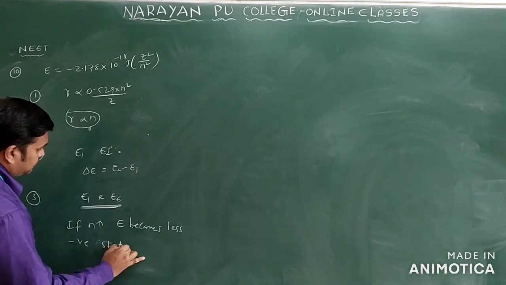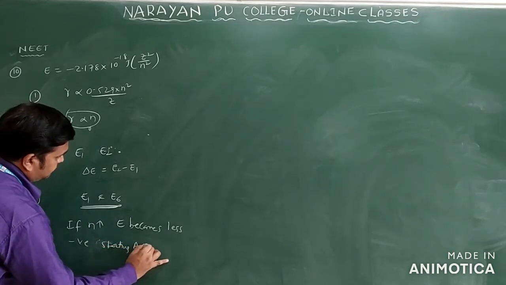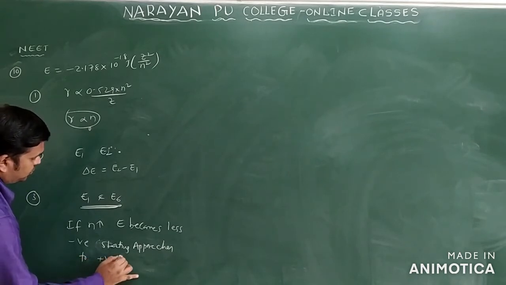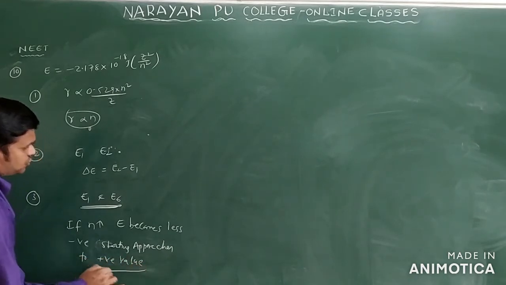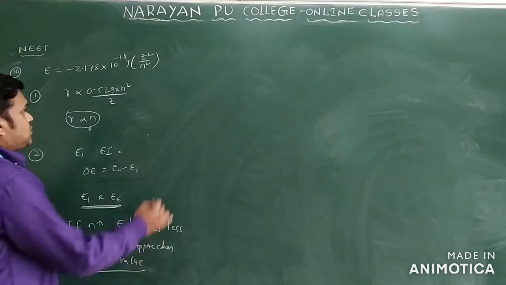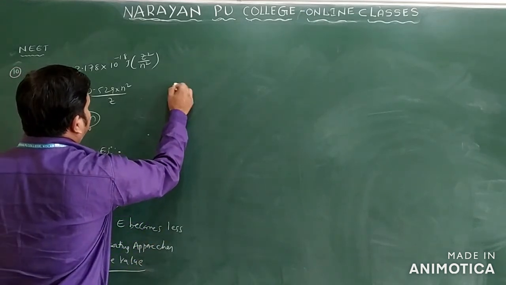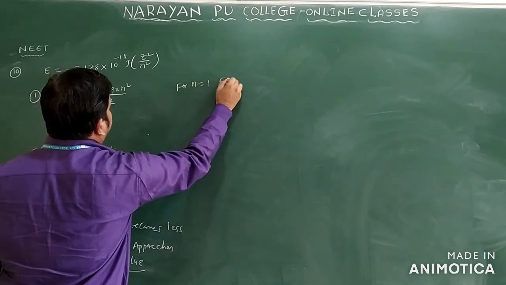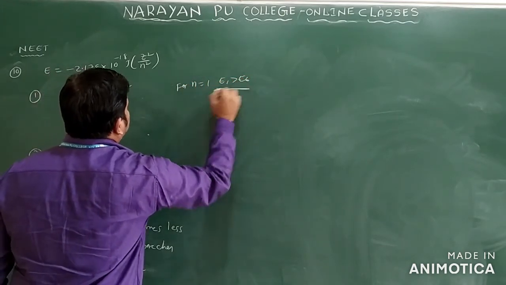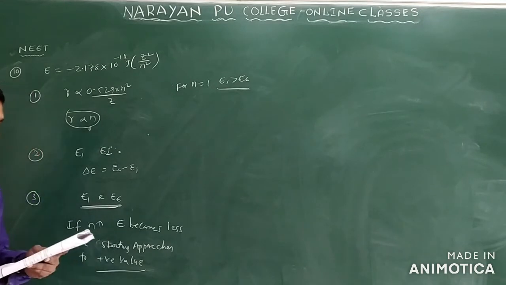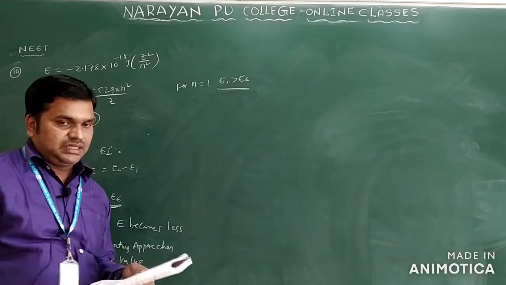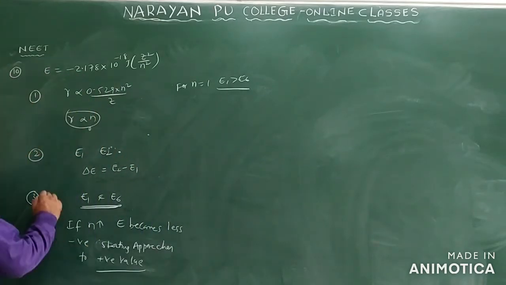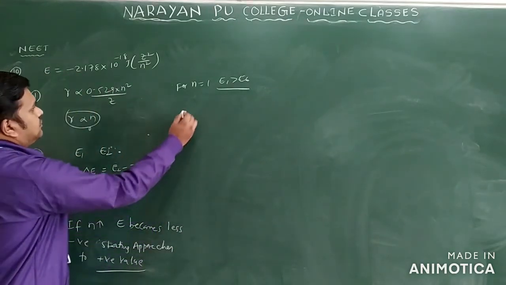It approaches zero, as opposed to a positive value. So in this case, for n is equal to 1, E1 is less than E6, since E1 is more negative. So this is the wrong option given, and this is the answer for this question, that is option 3.